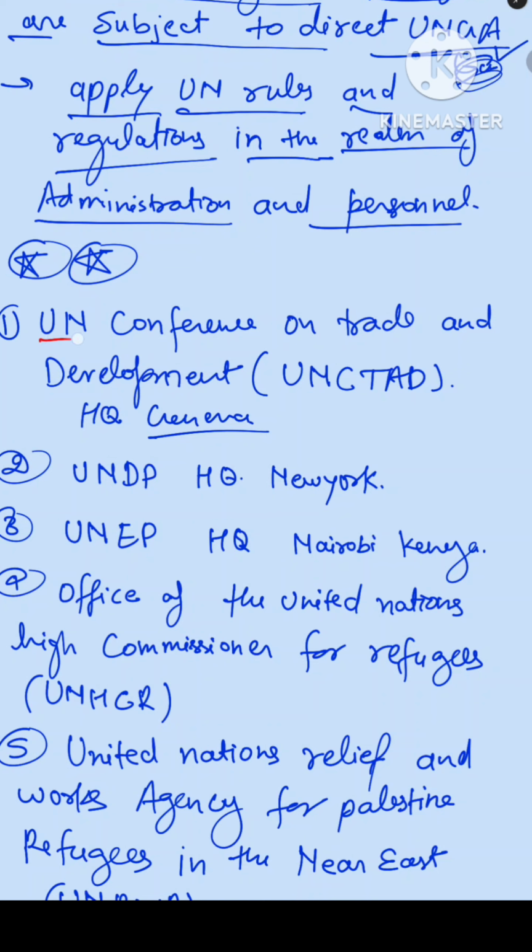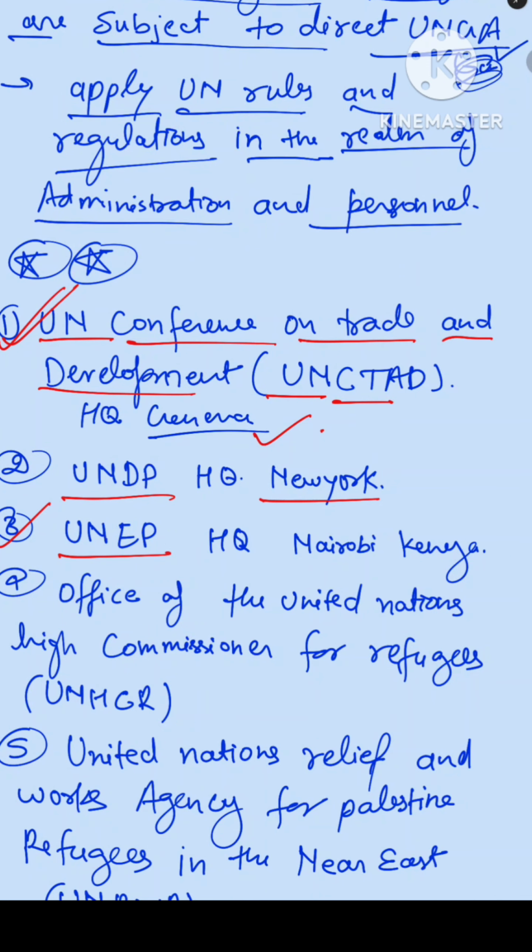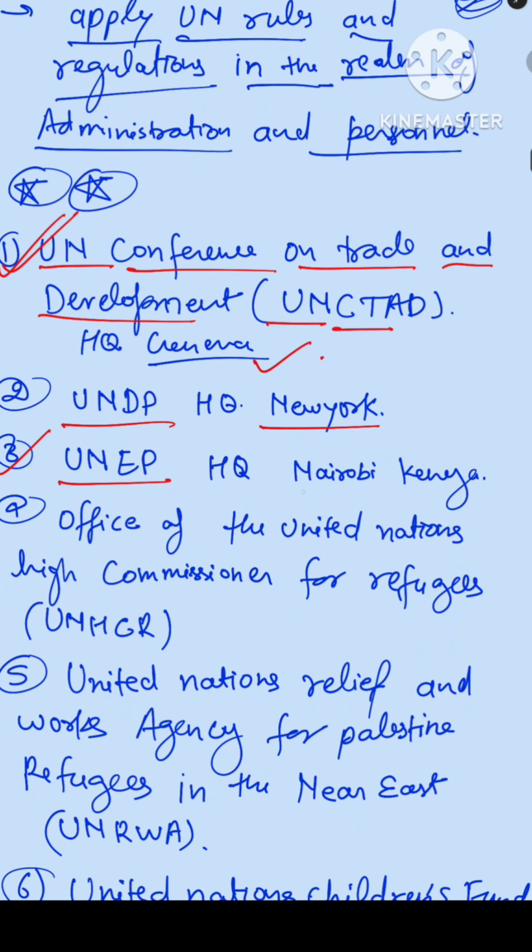First one is the United Nations Conference on Trade and Development. In short, we call it UNCTAD, and its headquarters is in Geneva, Switzerland. This organization is important. And the second one is the United Nations Development Program. Its headquarters is in New York, and it also publishes many reports. And the third one is the United Nations Environmental Program, and its headquarters is in Nairobi. Where is Nairobi? Nairobi is in Kenya.